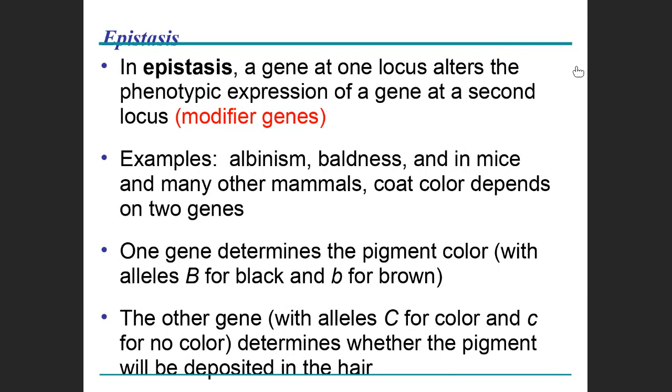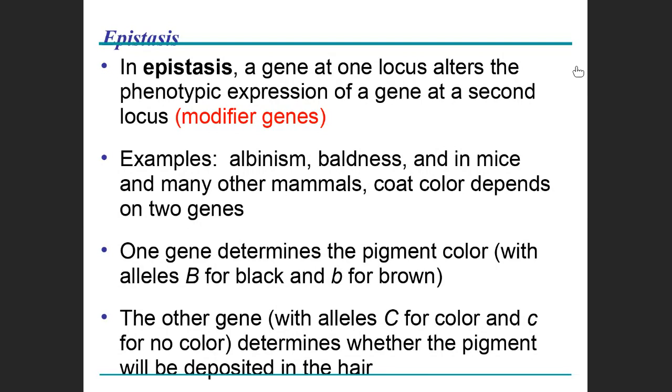So when it comes to certain animals like mice and other mammals, coat color depends on two genes. One gene will determine the actual pigment color. And so we're going to use a big B for black and little b for brown. And the other gene with alleles C for color, big C for color and little c for no color, determines whether the pigment will be deposited in the hair.